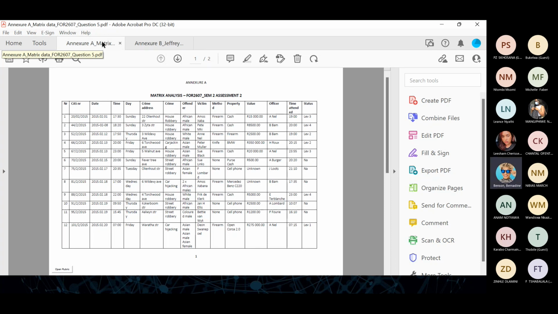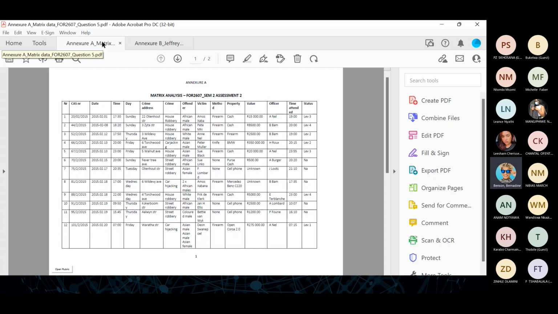So let's quickly recap. What is reactive crime intelligence? It is crime intelligence based on events that have happened already. So we are now reacting to them.